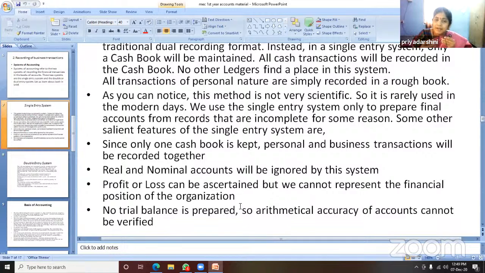So why do we prepare trial balance? Trial balance is prepared under double entry system. The one who is following the systematic way of accounting will adopt double entry system. Under double entry system, we prepare trial balance. Trial balance is the third stage in the accounting cycle.